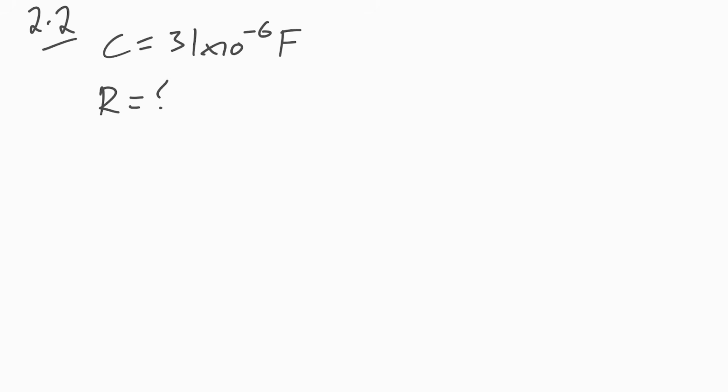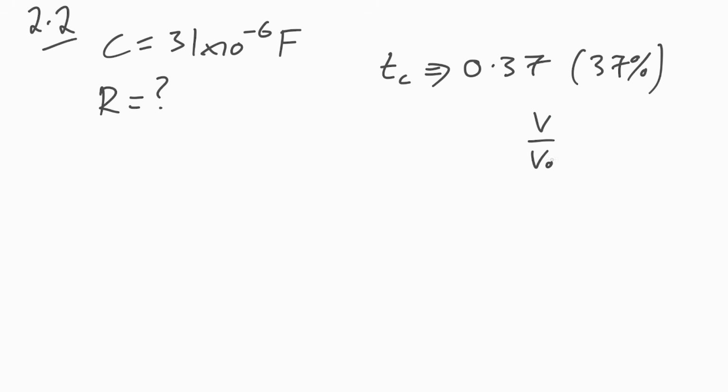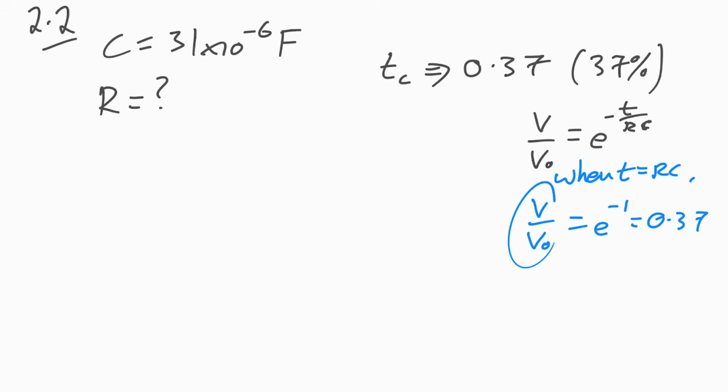So we're looking for the resistance. Easy peasy, guys. It's a 1 mark question if you ask me. Time constant, TC, gives you a good number to remember, 0.37 or 37% of an initial value. Why is that? When T is RC, V over V0 is equal to e to the minus 1, and that gives us 0.37. So this ratio of an initial value, could be voltage, charge, or current, is going to be 0.37. That's all we need to say.